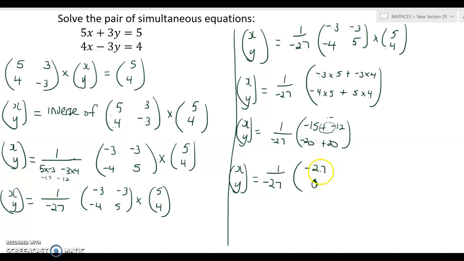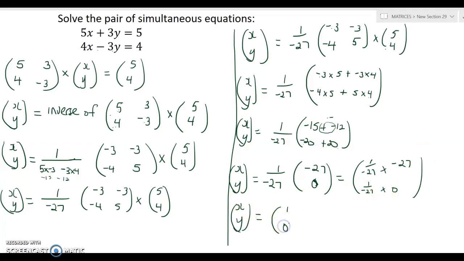Right? And that is equal to 1 over minus 27 times minus 27. And then x, y will be equal to 1. Anything by 0 is 0. So the value of x is 1, the value of y is 0. Right? Again, just using the calculators to work it out, right?